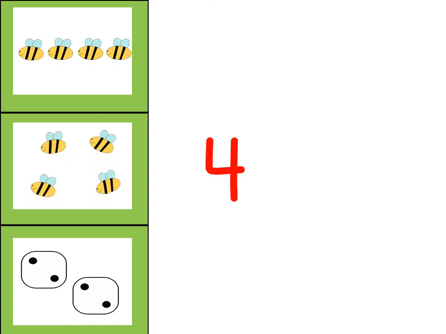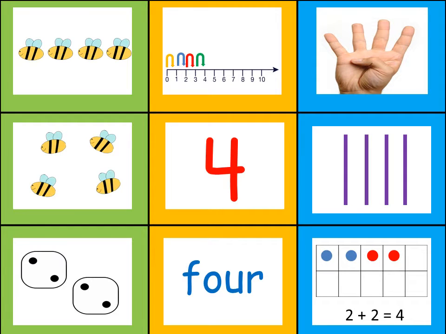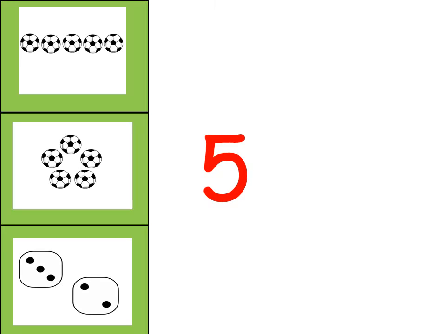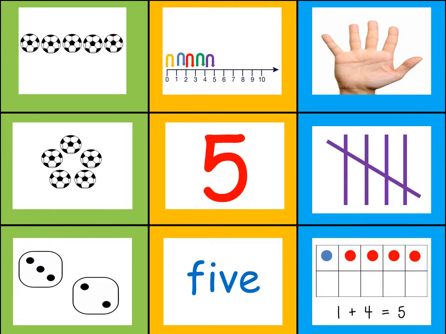4, 4, let's make a 4. Pull down, then over, then down to the ground. 5, 5, let's make a 5. Back it up, bring it down, curve it all around.